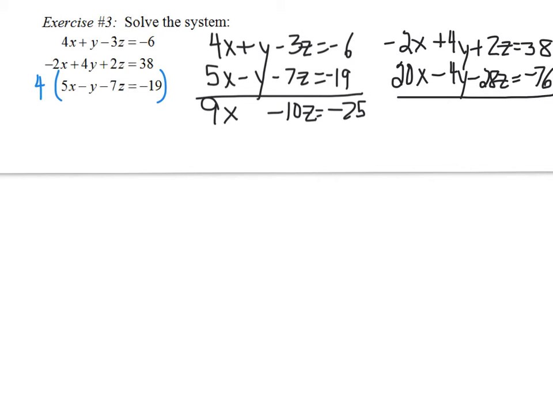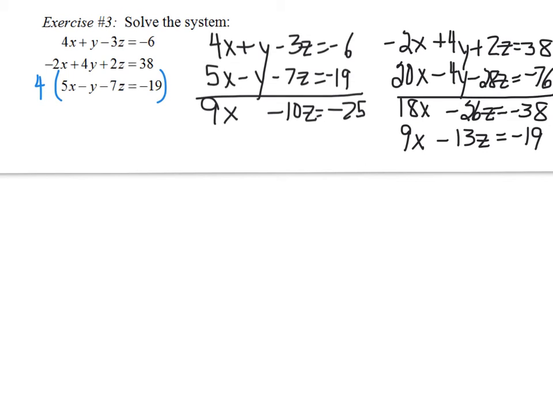Go ahead and add together your like terms here. So we're going to get 18x. Again, the y's will cancel. So it'll be a minus 26z is equal to negative 38. Again, I see that that equation can be divided by 2, so I'm going to simplify it by saying 9x minus 13z is equal to negative 19. And that makes it a lot easier.